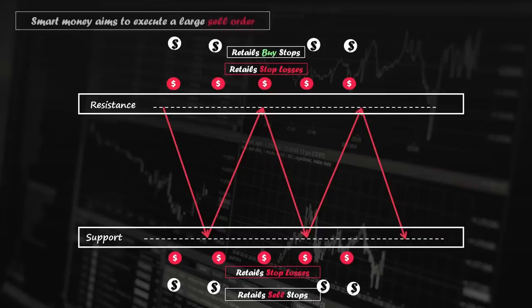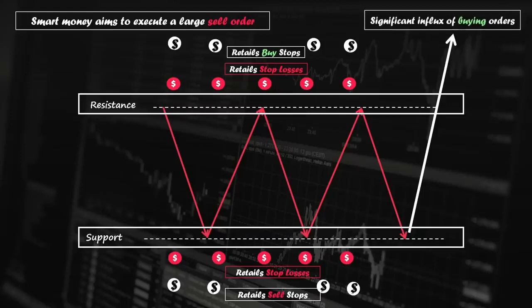Let's consider that smart money aims to execute a large sell order. As the price attempts to move upward towards the buy-side liquidity, it breaks through the resistance level, triggering the stop losses of retail traders who had opened short positions when the price reached the resistance. Simultaneously, it activates the buy stops of traders who execute buy orders as the price fails to respect the resistance level. Consequently, this series of actions generates a significant influx of buying orders in the market, presenting a great opportunity for smart money to execute their sell orders as they have artificially induced numerous buy orders into the market.